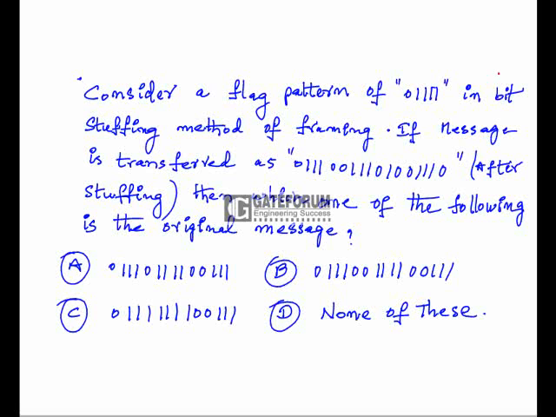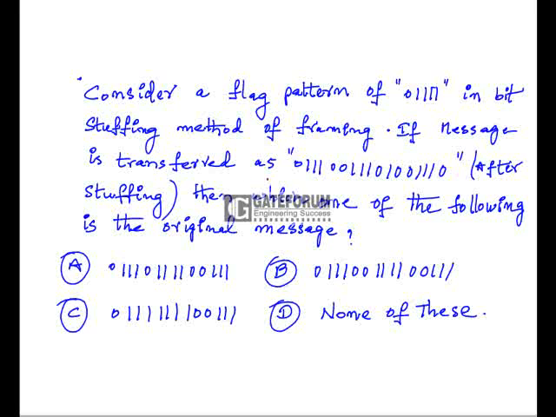Consider a flag pattern of 0, 1, 1, 1, 1 in the bit stuffing method of framing. If the message is transferred as 0, 1, 1, 1, 0, 0, 1, 1, 1, 0, 1, 0, 0, 1, 1, 1, 0 after stuffing, then which one of the following is the original message?